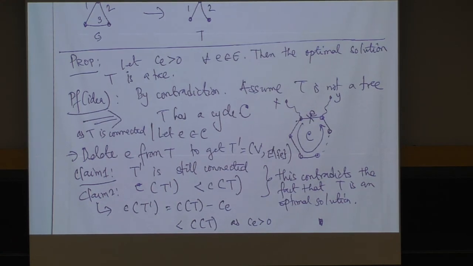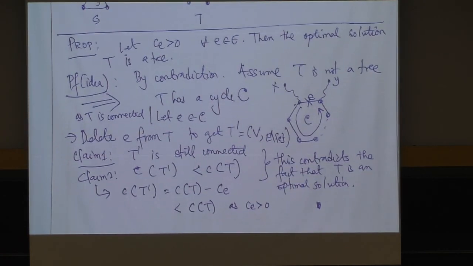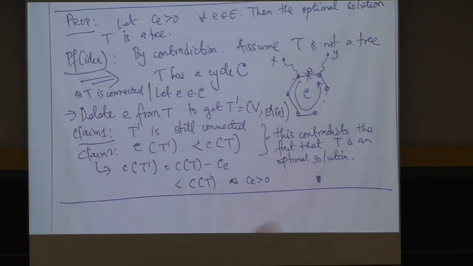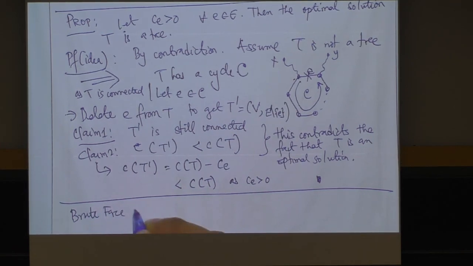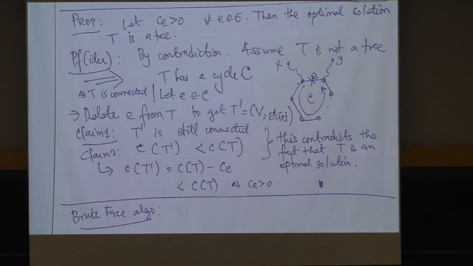Any questions on this problem that we are looking at, minimum spanning tree, the argument why the optimal solution is a tree when all the edge costs are strictly positive? Okay, so let's try to think of algorithms and let's try to think of the simplest one. So what would be a brute force algorithm to solve this problem? Mehmet.